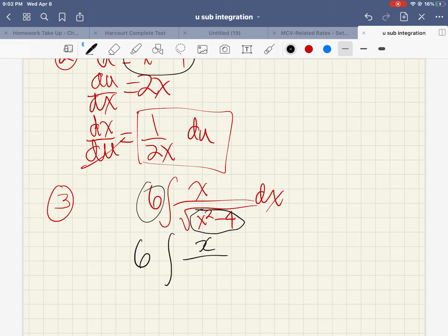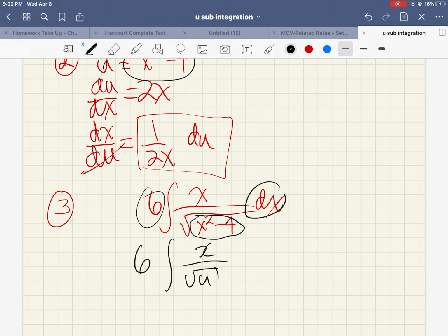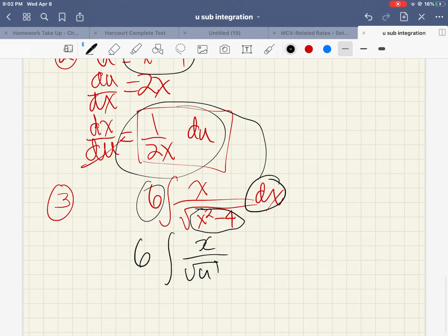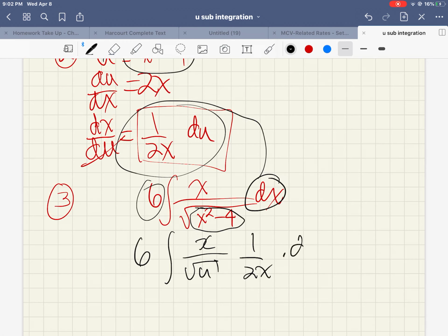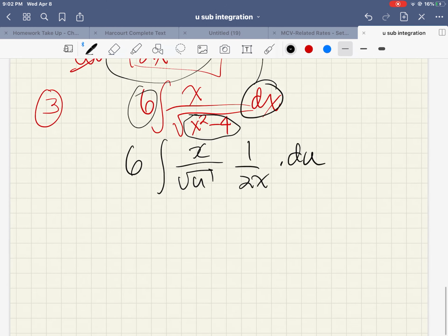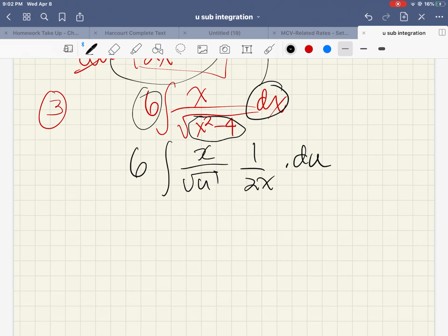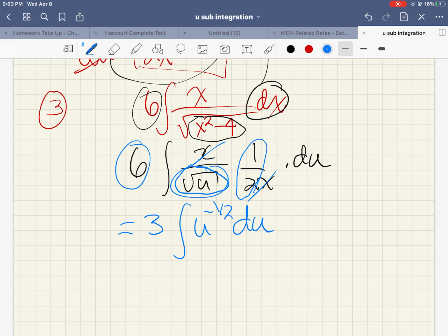So I'm going to have 6 times the integral of x over root u, and then I need to replace dx with 1 over 2x multiplied by du. Now what I should notice here in this third phase is that I get rid of g prime. g prime is the x and the x; they're gone. Notice I've got this 1/2 here, so now I have a coefficient of 1/2. Well, I can multiply that 1/2 by 6 right away. So 1/2 of 6 is 3. So that's going to equal 3 times the integral of, now how do I write that with a rational exponent? 1 over root u. Well, root u is u to the 1/2, but it's in the bottom, so that's negative. So it's u to the negative 1/2 du.